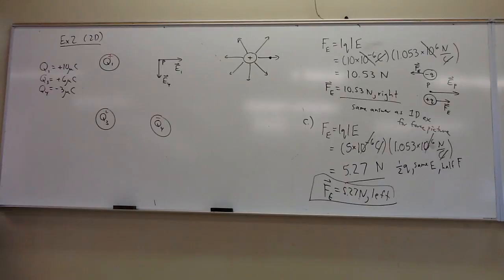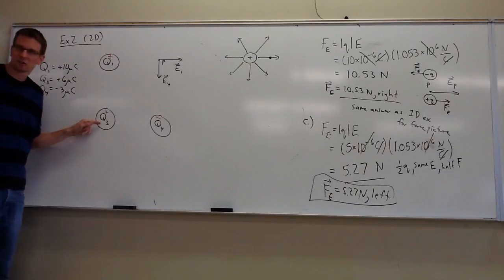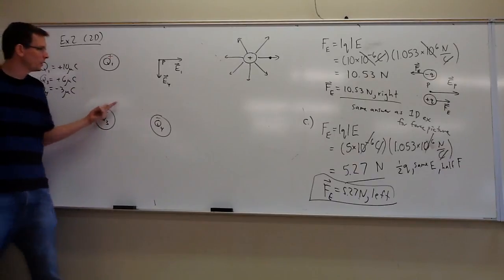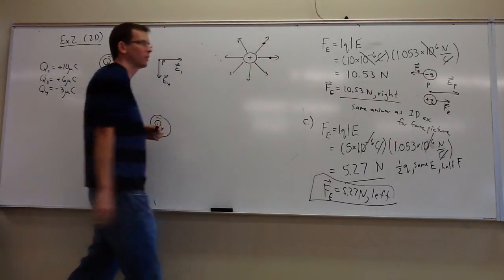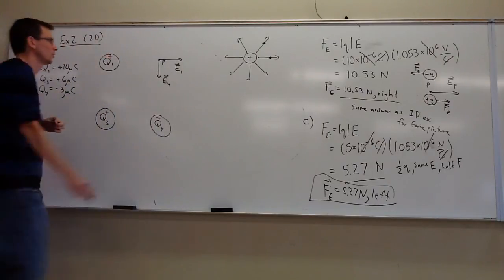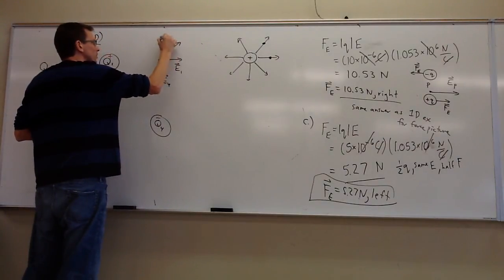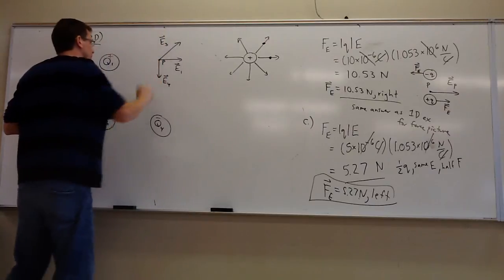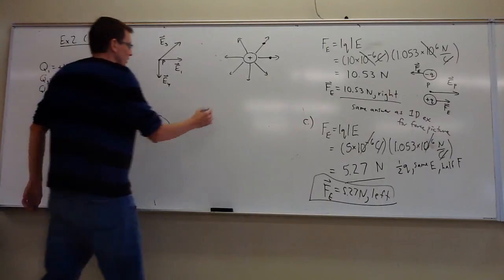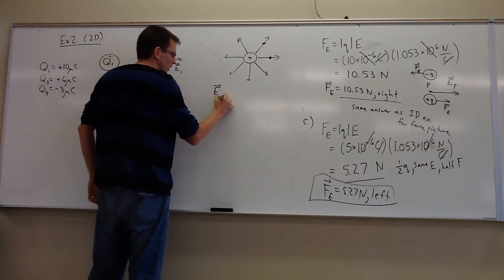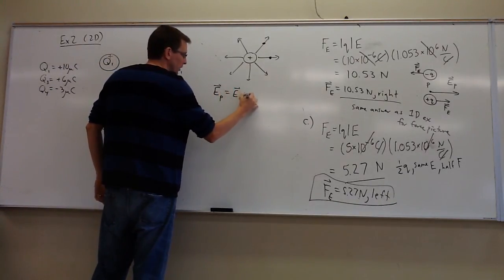Okay, then Q3, that's a positive charge, so it contributes radially away in all directions, so it would be like that. We're positive charge, but we're catching this little bit of field. So, looks like this. So, if we want to find the overall electric field at point P, we once again have to do the vector addition.